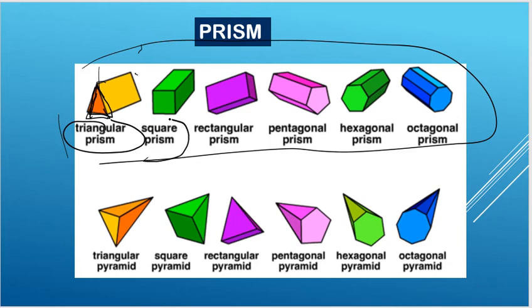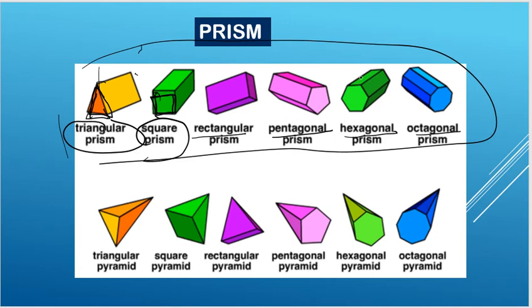The second one is a square prism, because the front face you see here is a square, and we can take this one as a base. So, square prism. And the next one, rectangular prism, because the base is a rectangle. And pentagonal, pentagon means a five-sided polygon. And the next ones, hexagonal prism and octagonal prism. All of them are polygons.